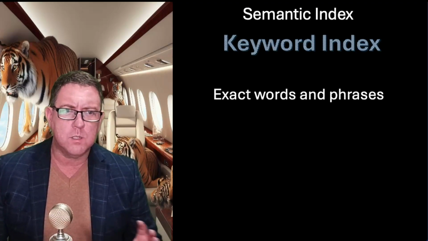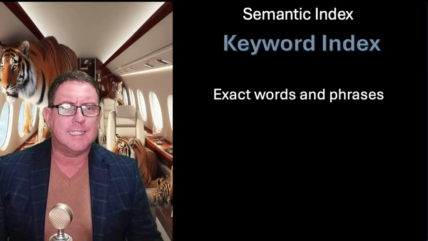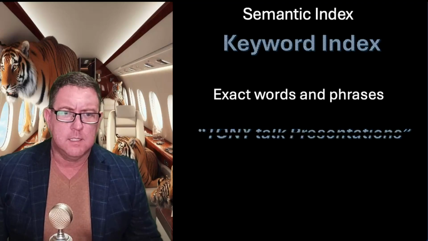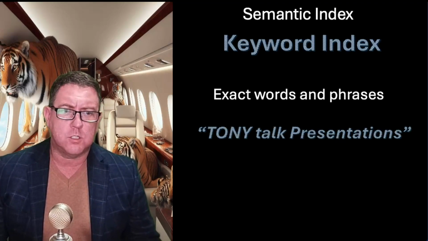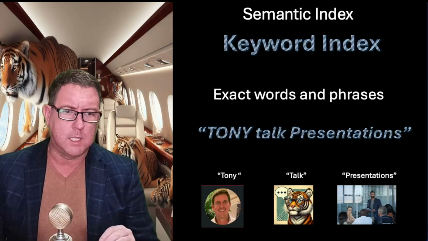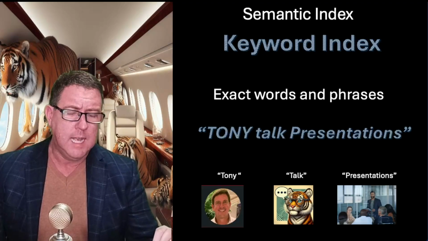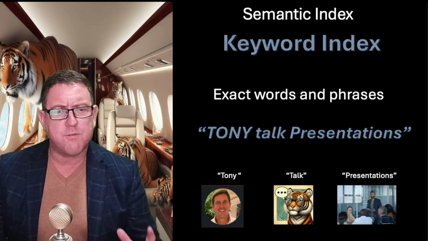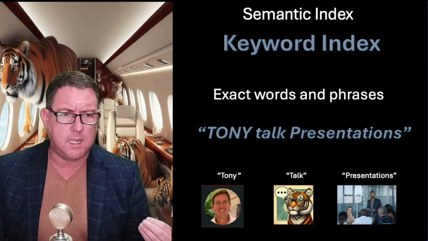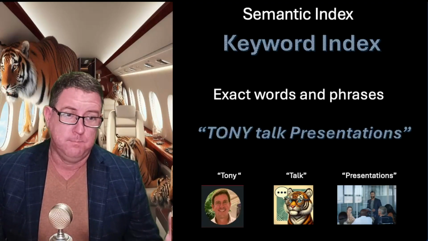So all keyword index and keyword searching does, it really just does exact words and phrases. So for example, if you search Tony Talk presentations, it will look for Tony, it will look for talk, and it'll look for presentations. And typically when a user can't find what they want, they'll start saying, this doesn't understand what I'm asking it. And that's true.